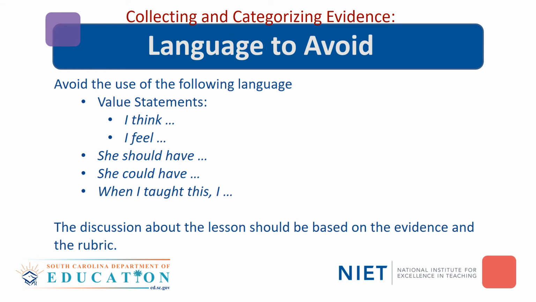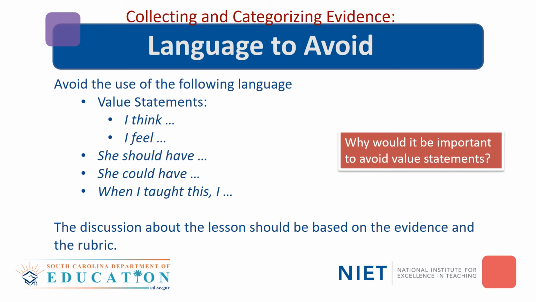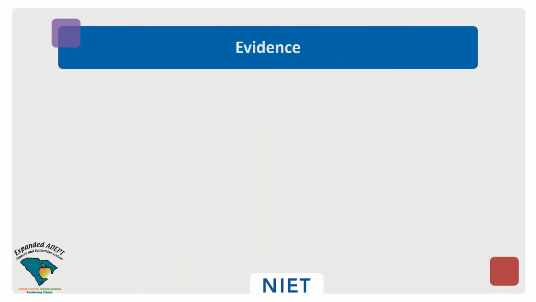Slide 93 is a reminder of language to avoid when gathering evidence. Slides 94 to 96 are just examples of evidence from Mr. Campbell's lesson, followed by slide 97, prompting you, the trainer, to take a 10-minute break.